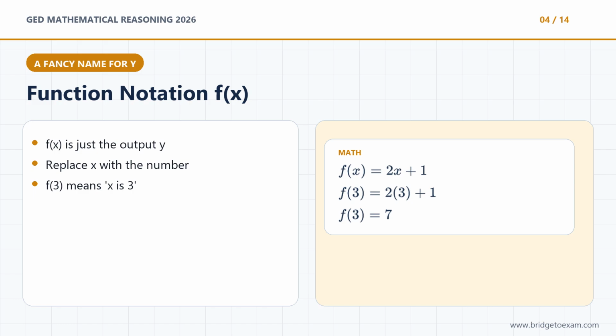Function notation looks scary, but f(x) simply means the output, the same as y. To evaluate f(x) = 2x + 1 at x = 3, replace every x with 3. 2 times 3 is 6, plus 1 is 7. So f(3) = 7. The 3 goes in, the 7 comes out.